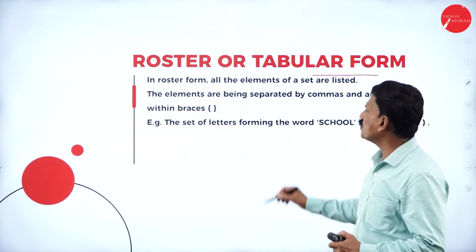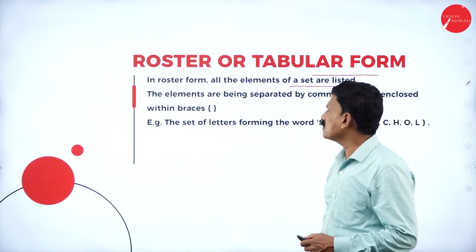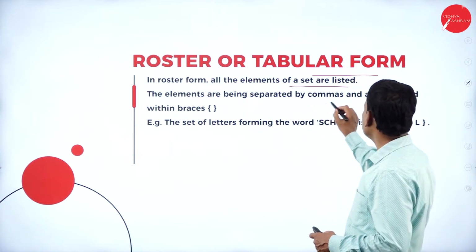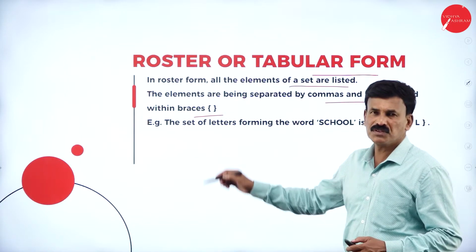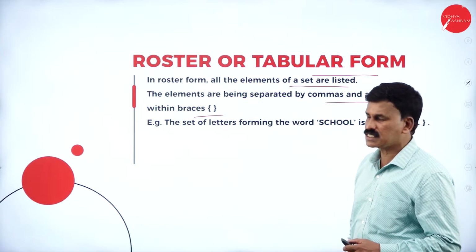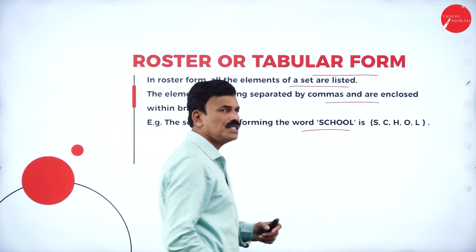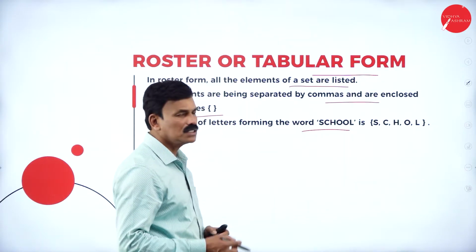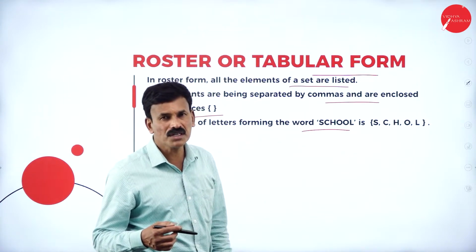So in the roster form, all the elements of the set are listed, separated by commas, and enclosed between braces, that is, between two flower brackets. Let us take an example. The set of letters forming the word school, S-C-H-O-O-L. So this contains S, C, H, O, L. Just avoid the repetition.